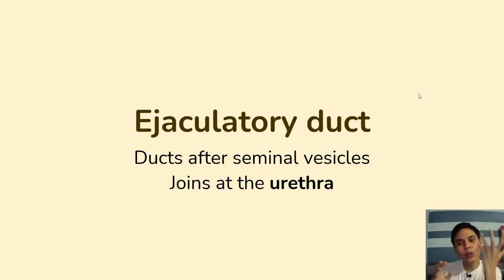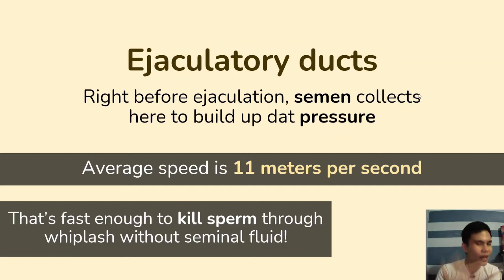Alright? Now, after the vas deferens, there's a new duct called the ejaculatory duct that is right after the seminal vesicles, and it joins together at what we call the urethra, the final duct leading out of the male reproductive system. Right before ejaculation, your semen will collect in those ducts. So, your urethra in the middle, your ejaculatory ducts on the sides, your semen collects there to build up pressure right before ejaculation.